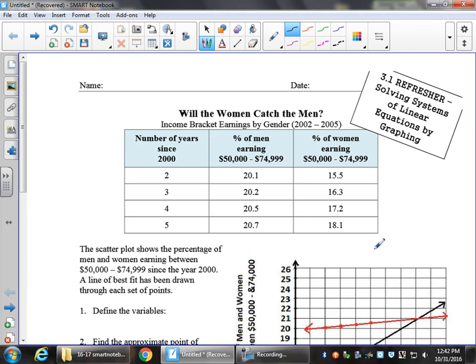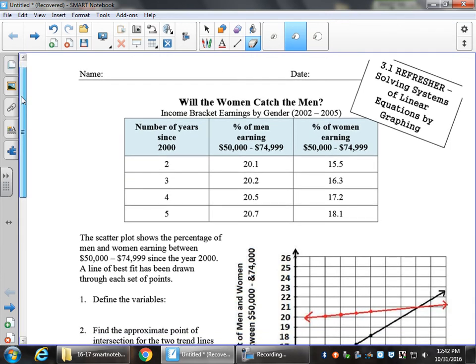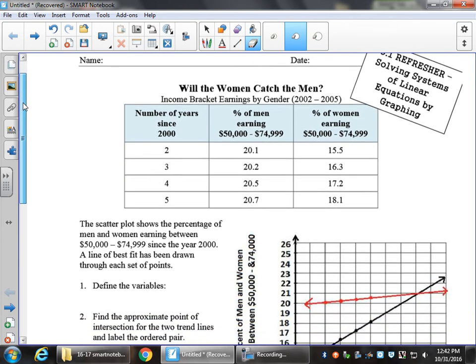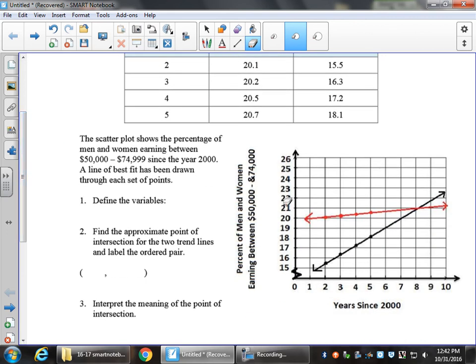Hello, everyone. Today's lesson is a refresher on a skill from Algebra 1, and it is graphing systems of linear equations. So I want you to think back to what a system really is, and we'll define it in a moment, but it's this idea of actually looking at two lines on one graph and being able to say something about the relationship between the two, particularly what the solution means.